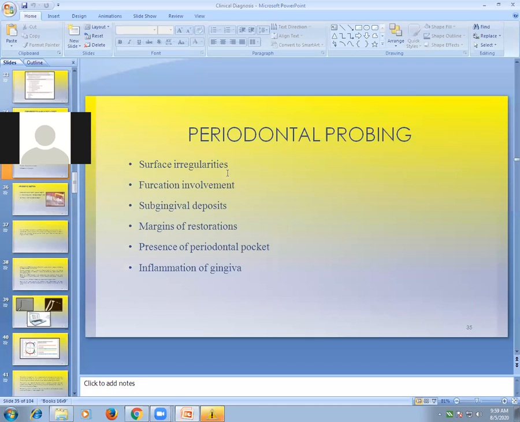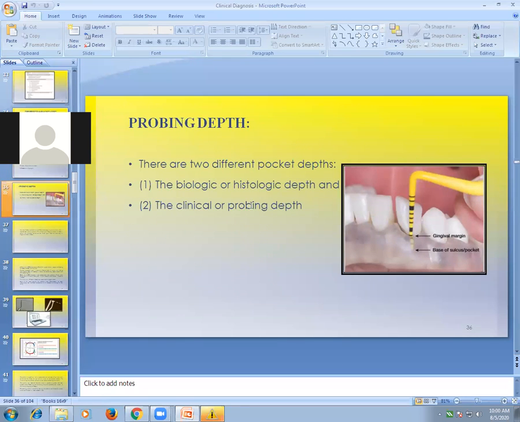So periodontal probing depends on many factors, like surface irregularities. Surface irregularities may be because of the presence of calculus. Then subgingival deposits, which are nothing but calculus. Calculus will obstruct the probing, because of calculus your probe will not reach the base of the pocket. Then margins of restoration, presence of periodontal pocket inflammation. Periodontal probing will be affected by all these things.